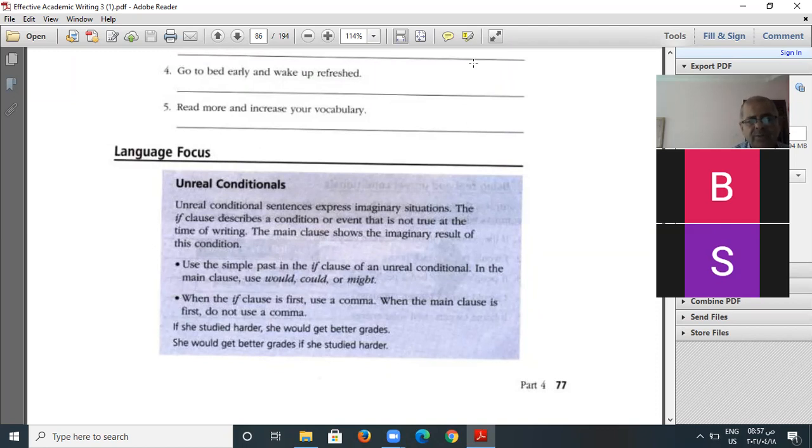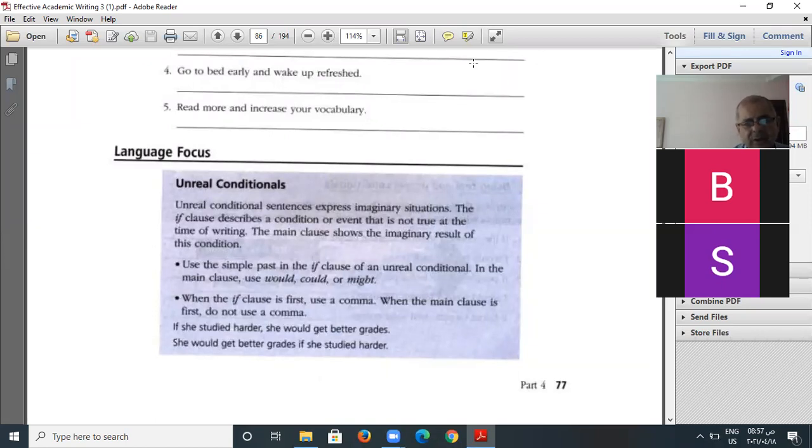The second type conditionals بنسميه unreal conditionals. شو يعني unreal conditionals؟ Unreal conditional sentences express imaginary situation. Imagine يعني it doesn't happen. The if clause describes a condition or event that is not true at the time of writing. Then, what is the unreal conditional? The main clause always shows the imaginary result of the condition.